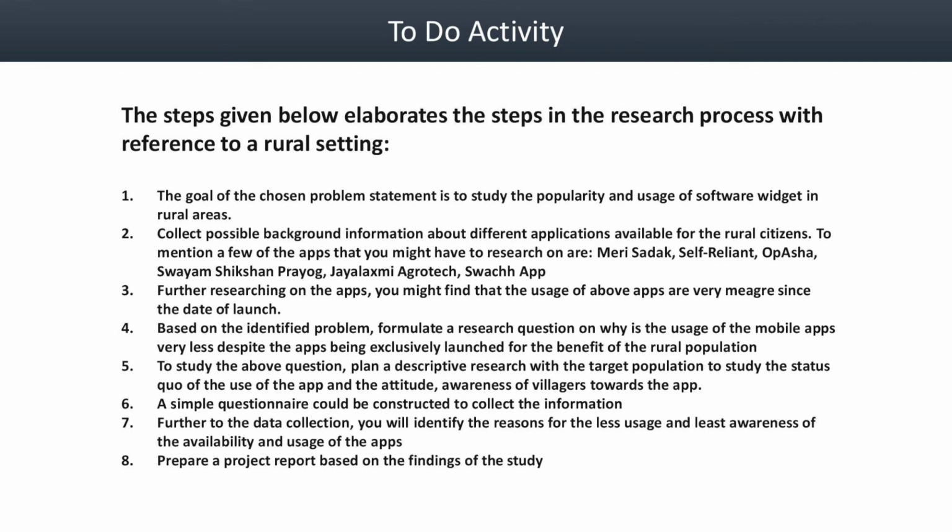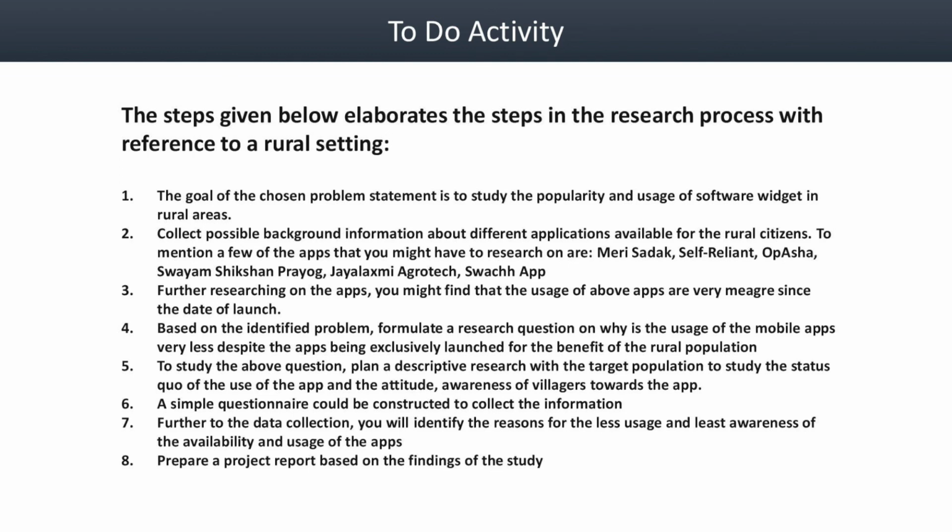You collect possible background information about different applications by doing a literature review on the applications available for rural citizens. To mention a few of the apps that you might have to research on are Meri Sadak, Self-Reliant, Operation Asha, Swayam Shikshan Prayog, Jayalakshmi, Agrotech, Swachh app. So these are some of the apps that you have to research on. Do a little bit of literature review and collect information on these apps before proceeding further.